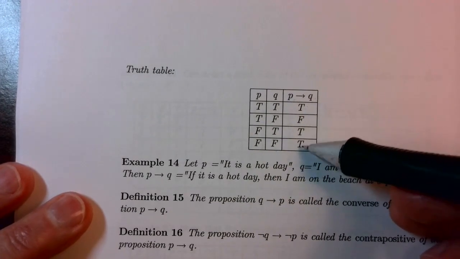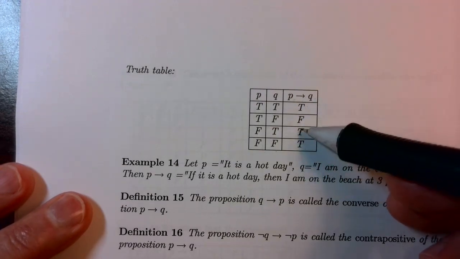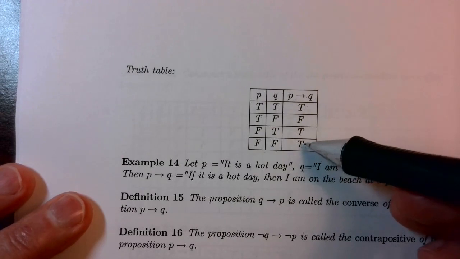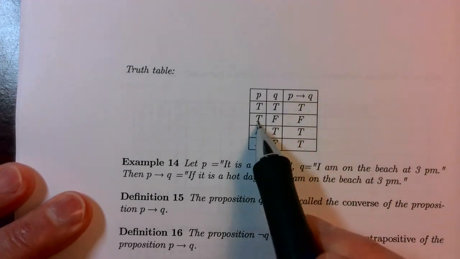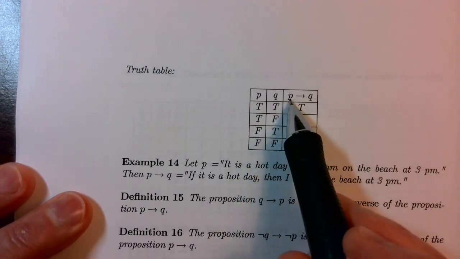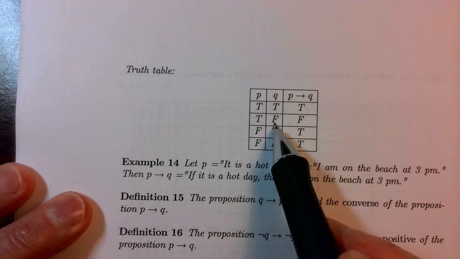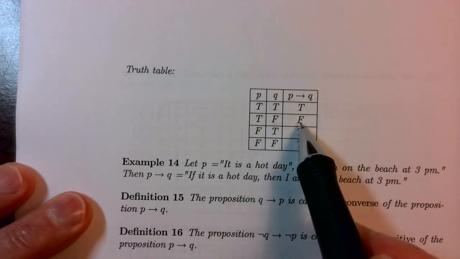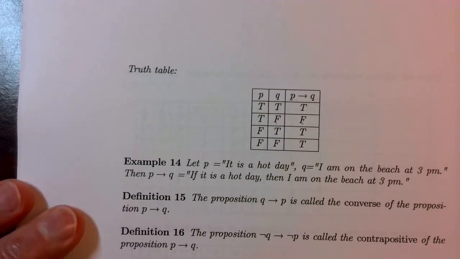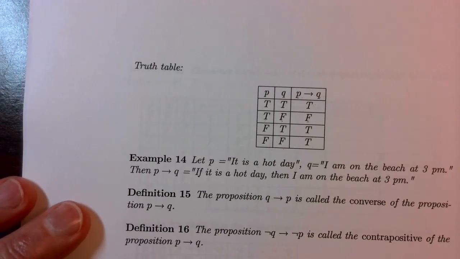You see, we have three T's. So in most of the cases, the conditional proposition is true. It is false only in one case, when the value of P is true, and the value of Q is false. So if true, then false. This is the only time the conditional proposition is false.